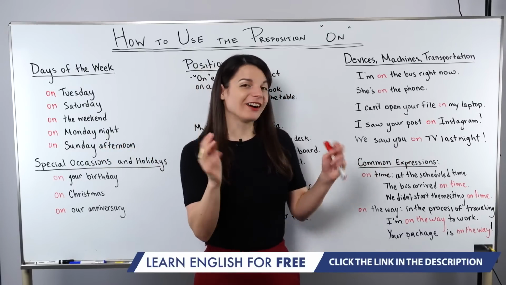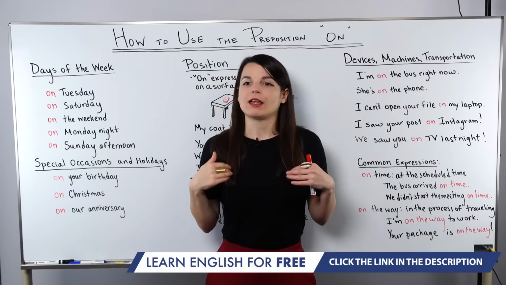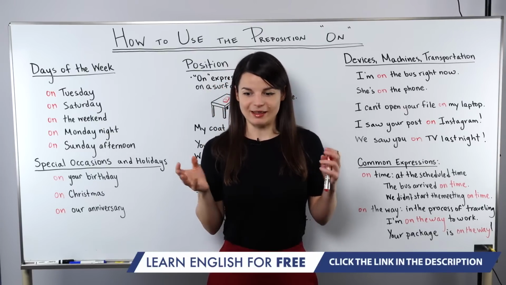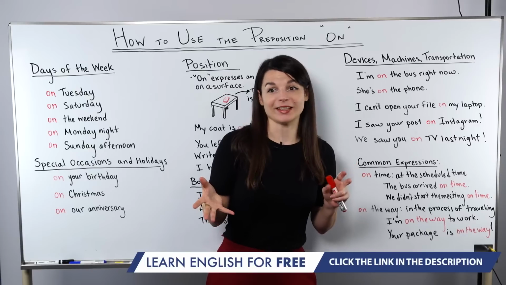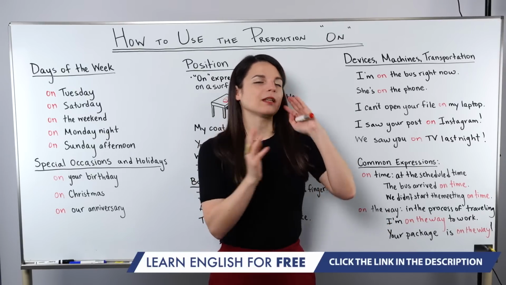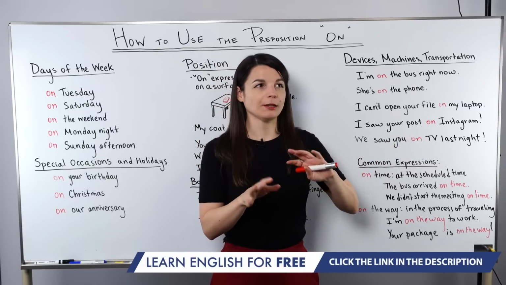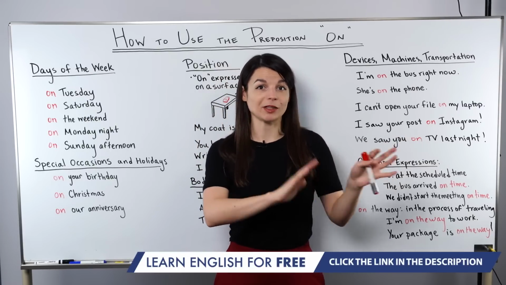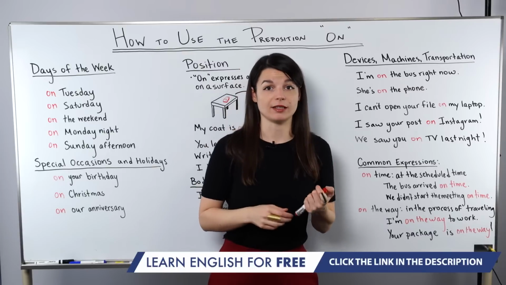When we see someone on TV, maybe it's like they just happened to be there. Maybe they were doing an interview or something like that. I saw you on TV. So if you want to just talk about a friend, for example, that you saw in a TV program like local news or something, please use on to describe that.